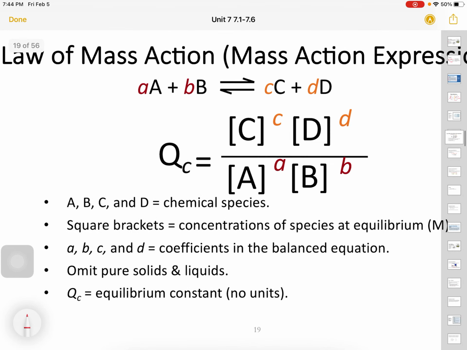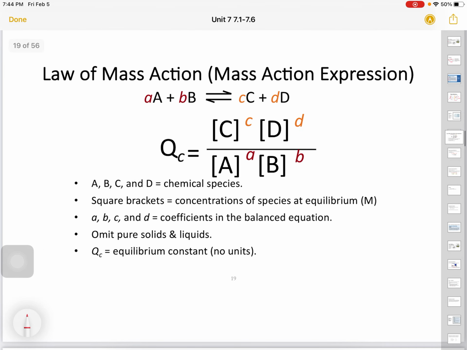Here it is again. Okay, so what are all these pieces? Capital A, B, C, and D are all the substances that are going through the reaction. Square brackets are referring to molarities, right, concentrations. A, B, C, and D in lowercase are the coefficients.